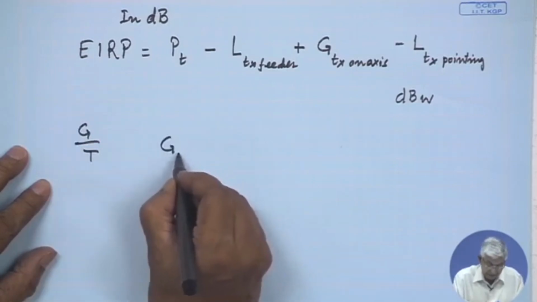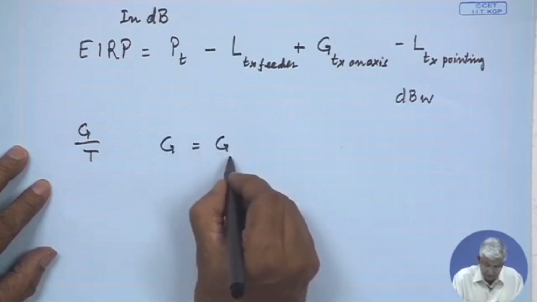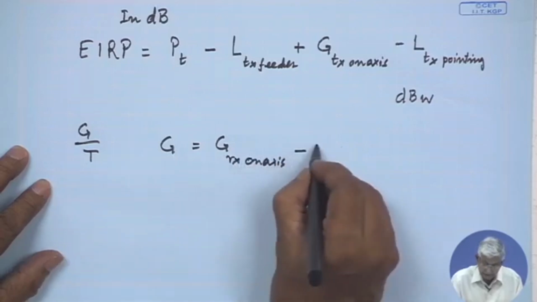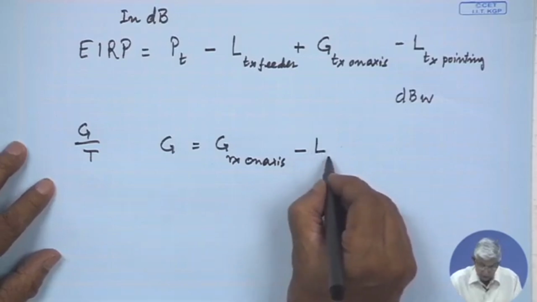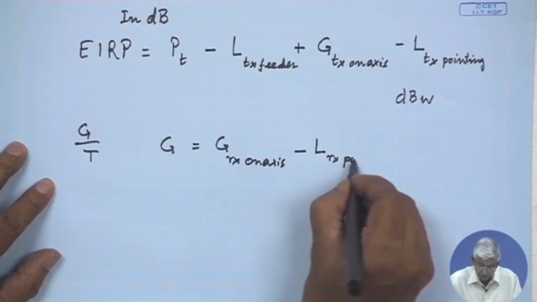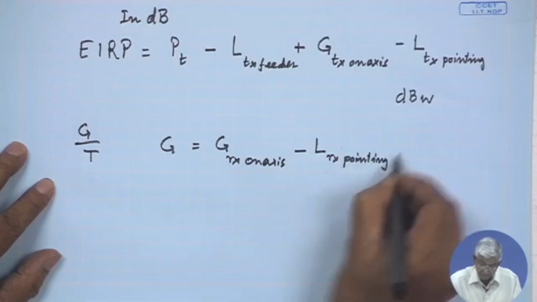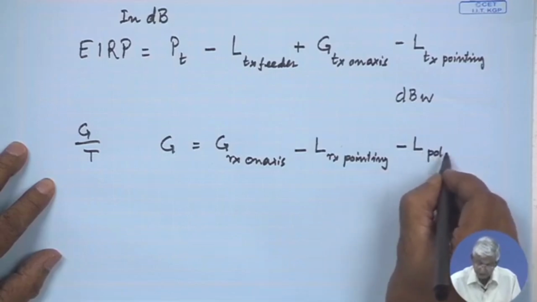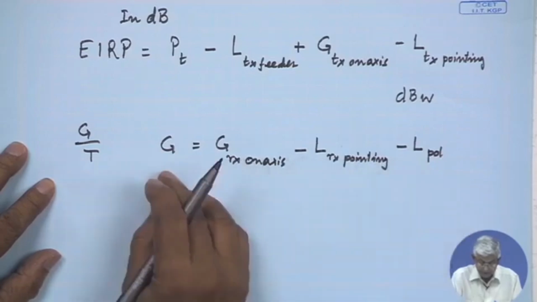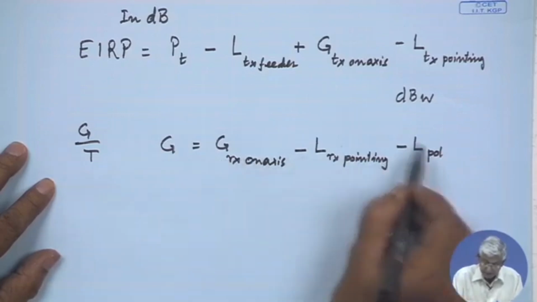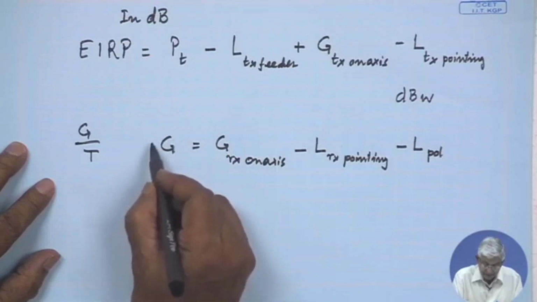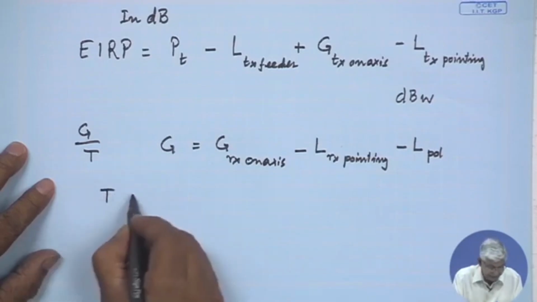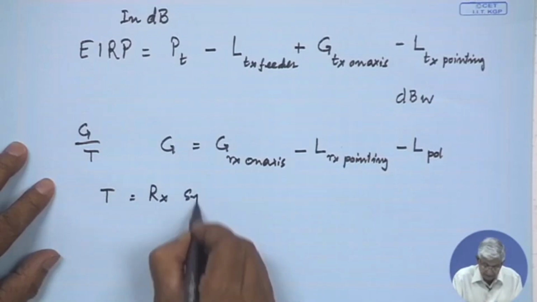And the G by T is the receiver characteristics. In this, the G is the antenna gain of the receiver on axis. Then there is a loss in the receiver by the pointing. Then there is a loss by the receiver polarization mismatch, if you recollect. So, all these things will be put together, and in dB terms it is the antenna gain part of that receive antenna, and there is a T, which is the receiver system noise temperature.